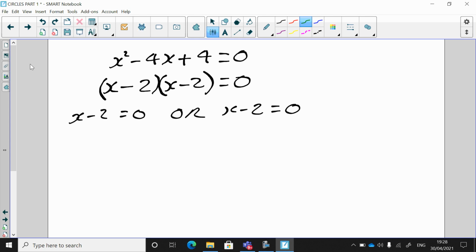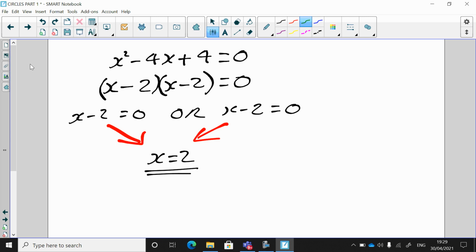So that means separate and solve here. x take away 2 equals 0 or x take away 2 equals 0. They're the same, so I've only got one equation here. That means x take away 2 equals 0, so x equals 2. That's the one answer we've got here. That means it's really one point of contact.